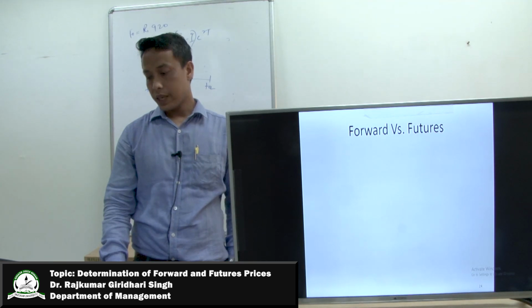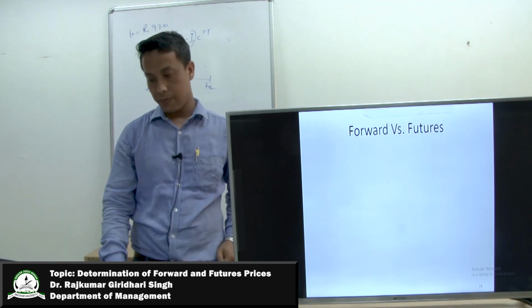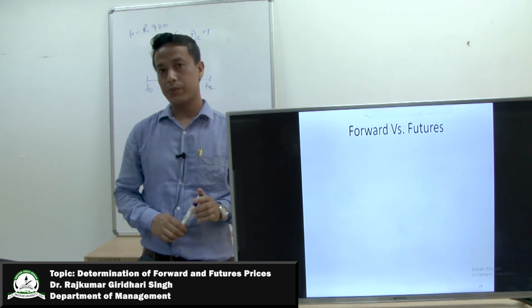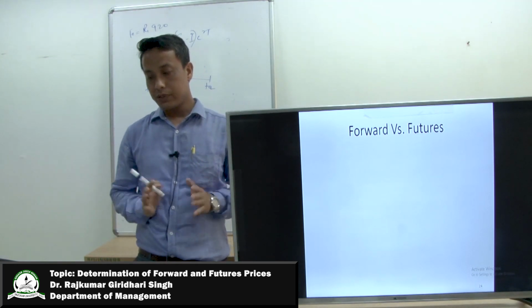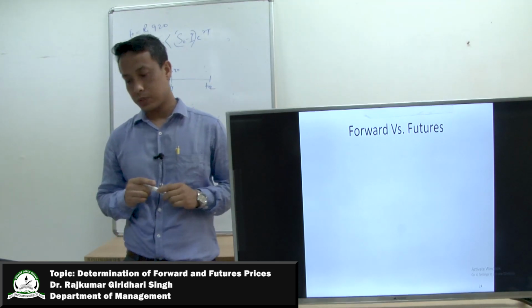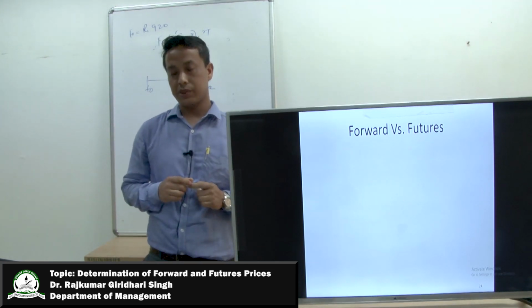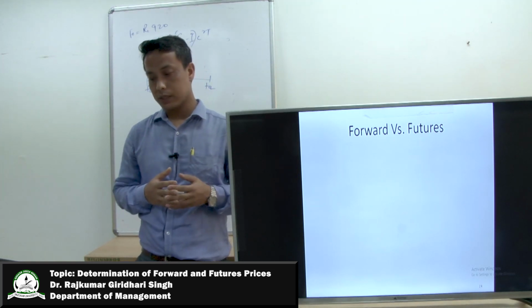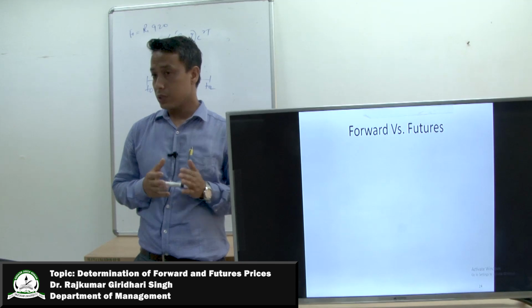The next thing, without taking much time, we can just elaborate upon. We now know how to determine the forward price and the future price given the value of the parameters like the spot price, the rate of interest, the time to maturity, and the likely income that you're going to get.